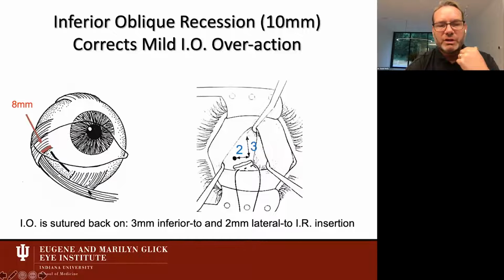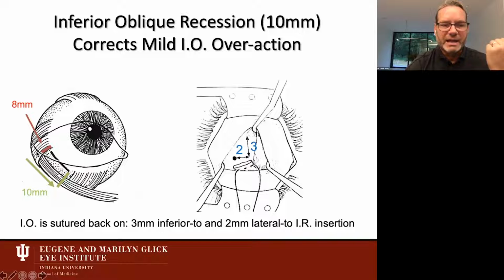Now, when we're doing a recession, what are we doing? Well, we're just simply doing what we do with all recessions. We're disinserting the muscle from here underneath the lateral rectus, and then we're following its normal course, and then we're reattaching it back here somewhere. And that somewhere, typical inferior oblique recession is 10 millimeters.